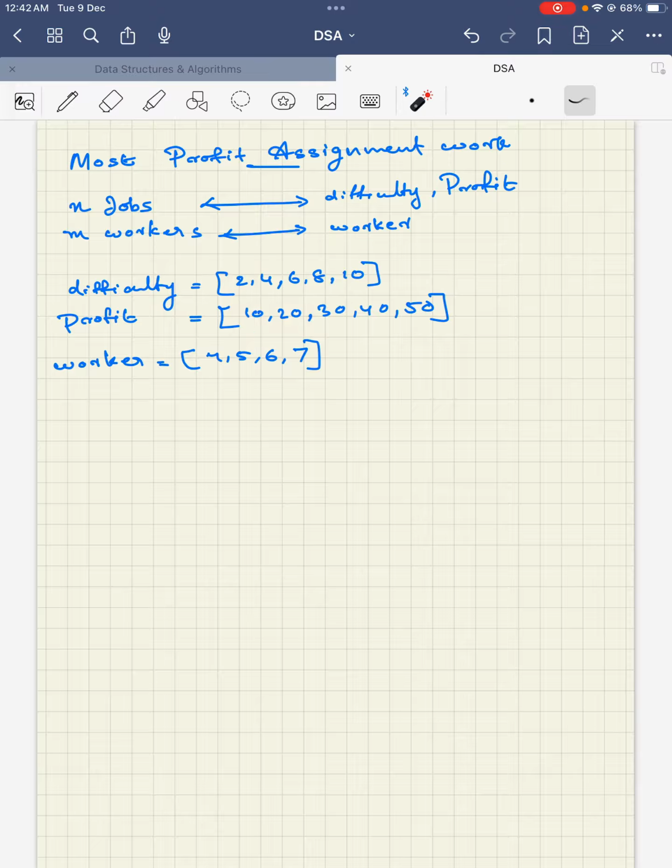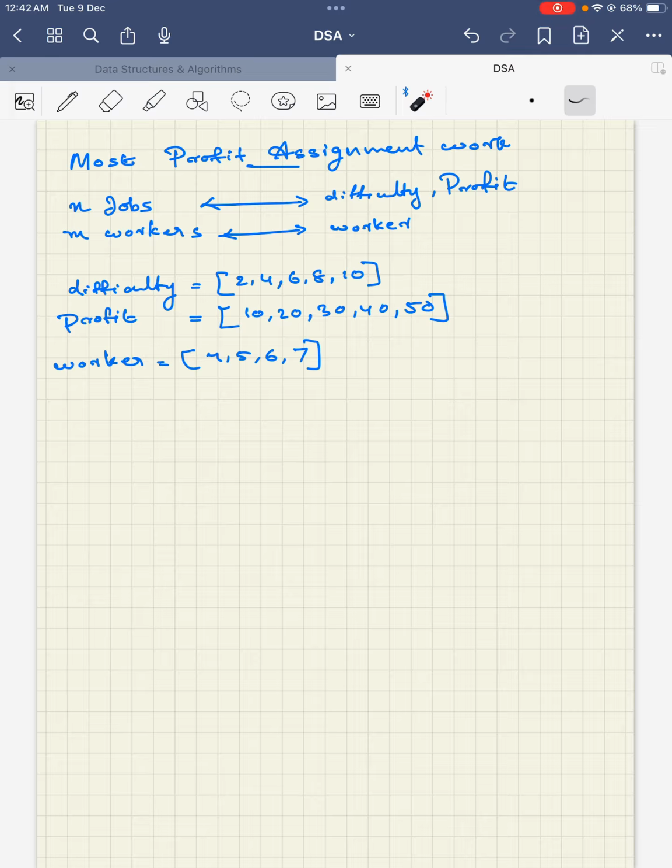So the decision is that out of all the possible jobs one particular person can choose based on the skill level, the job that gives the maximum profit will be chosen. So that's the logic behind this.